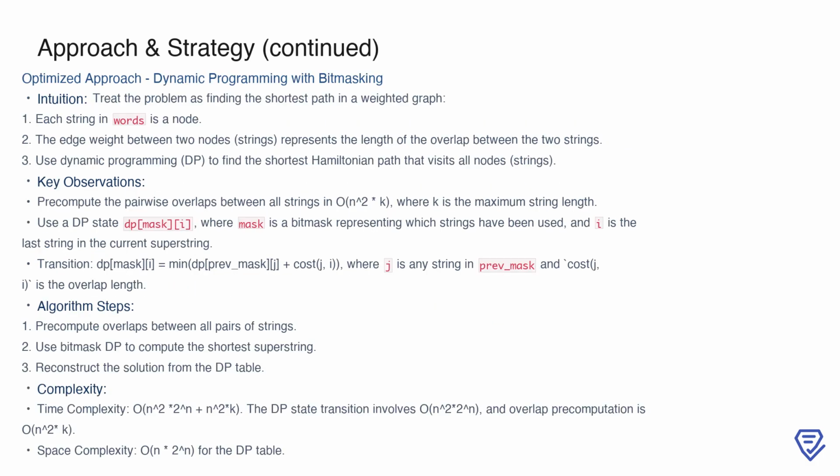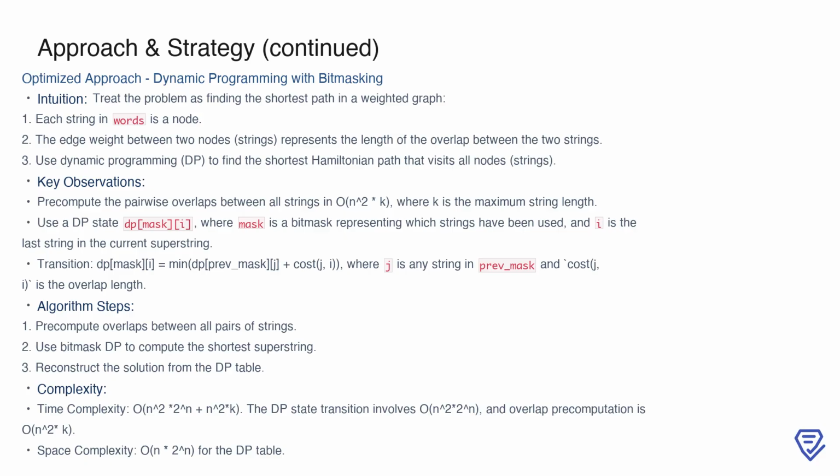A more sophisticated and efficient approach uses dynamic programming combined with bit masking. This strategy treats the problem as finding the shortest path in a weighted graph, where each string is represented as a node, and the edge weights correspond to the overlap lengths between strings. The key is to use dynamic programming to systematically explore all possible paths while minimizing the overall length. To achieve this, we pre-compute the overlaps between all pairs of strings, which takes O(n²) time.